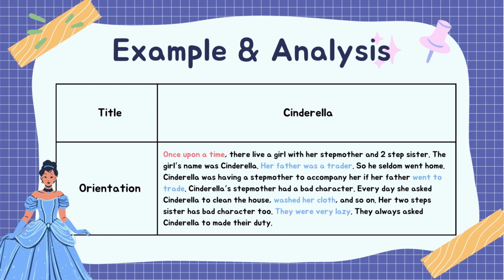This paragraph is the orientation of the story. This video uses simple past tense. And in here, once upon a time is a temporal conjunction.